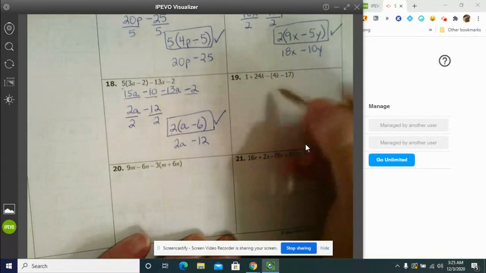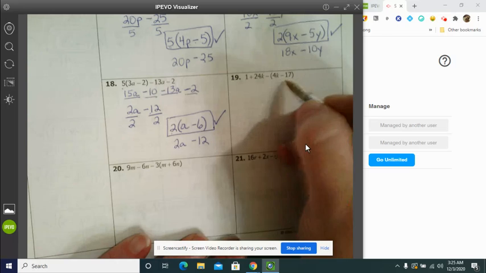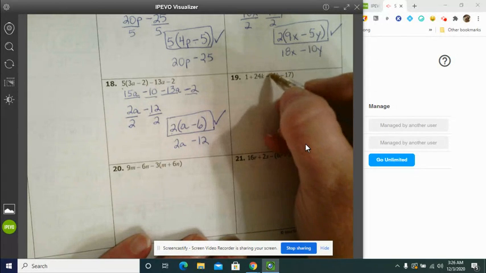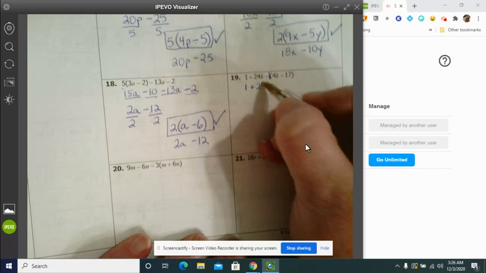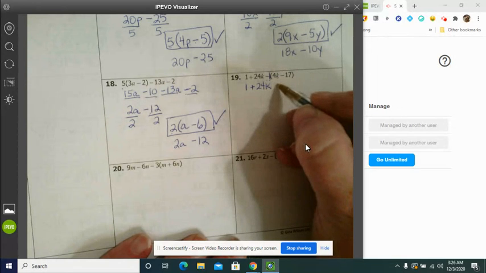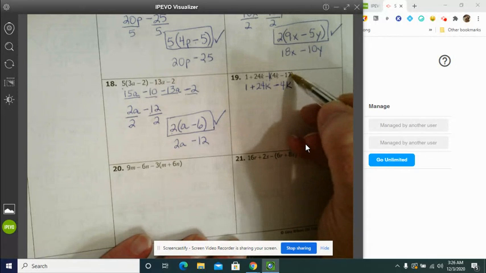Okay, number 19. Let's see, I'm going to start here. Actually, we don't have to distribute anything on this one because there's nothing right in front of this. Well, actually there is, since that subtraction sign means that there's a negative 1 out there. So we're going to rewrite these two first because we're not going to do anything with those. We're going to multiply this negative 1 times 4k, which is going to give me negative 4k. Negative 1 times negative 17 will give me positive 17.